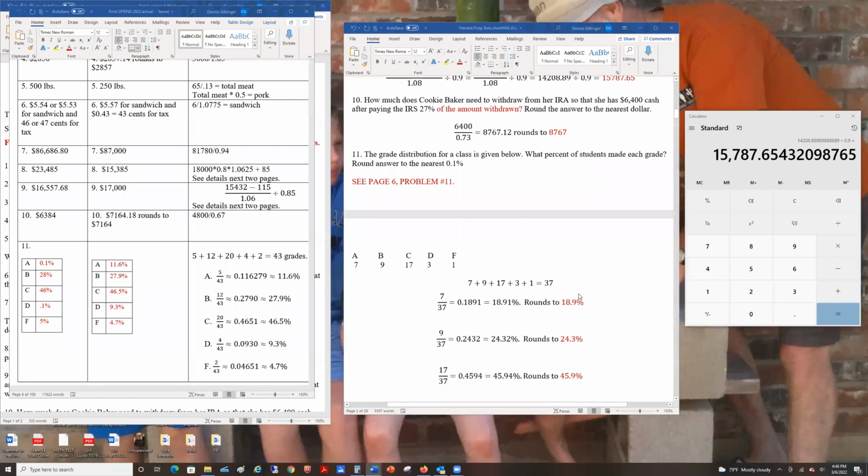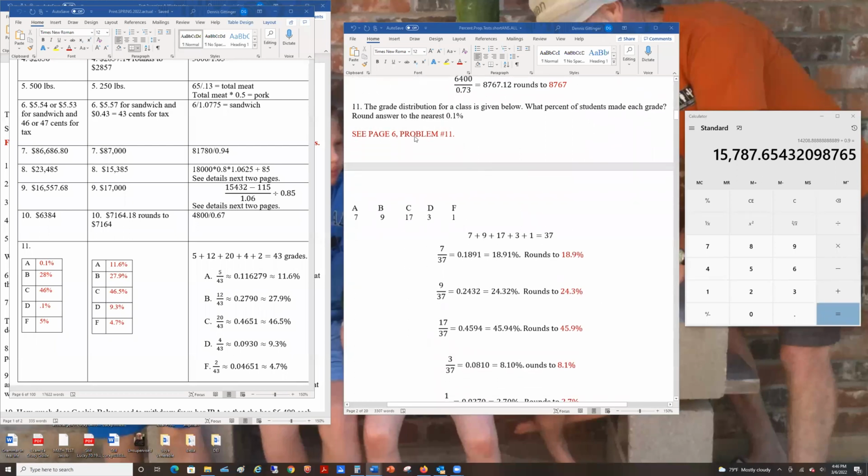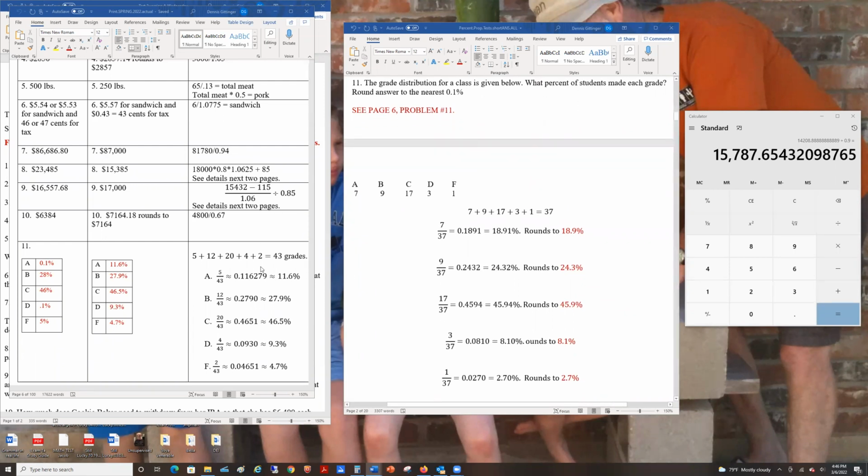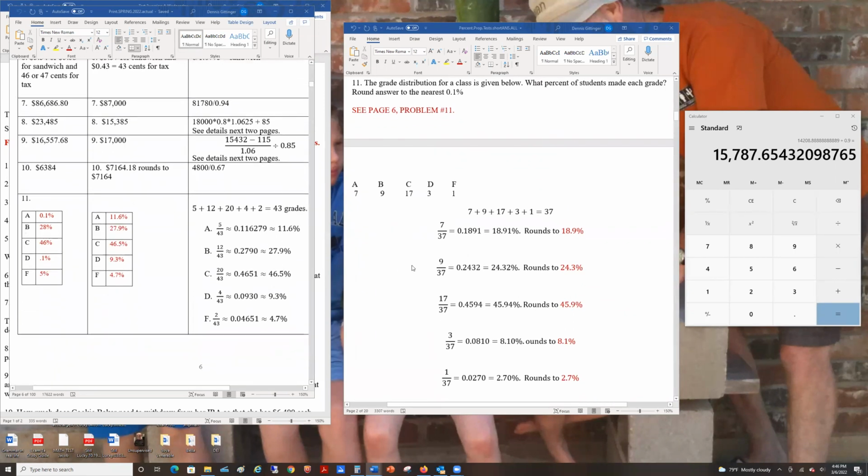And for the last problem, I call your attention again to page 6, problem 11. We've done so many of these problems and folks are still not up to par on how to do that. You add up how many A's, B's, C's, D's, and F's. Got to get that right. If you miss that, you're going to miss the whole thing. So now you take each of these 5 grades and divide them by the total number of students. It says round to the nearest 0.1%. And that has been tricky for people.